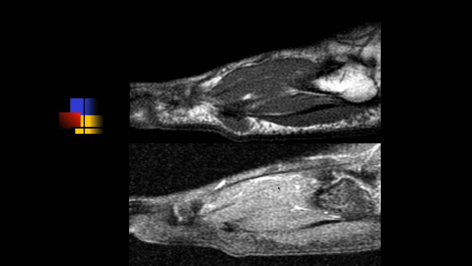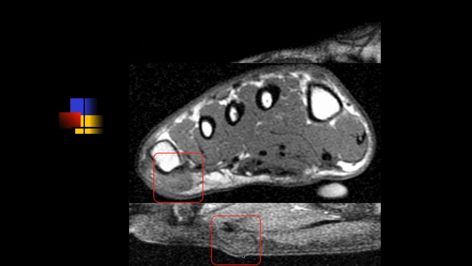Okay, let's go on to fibrous tissues. I have a couple of images of the foot in the sagittal plane. At the dorsum, I see a particularly well-defined oval structure, which is hypointense on T1 and intermediate on the STIR images. Okay, I have more images.